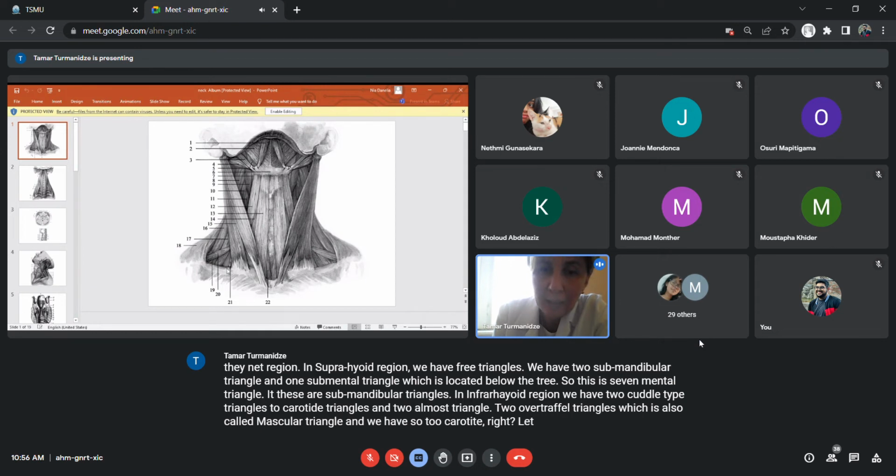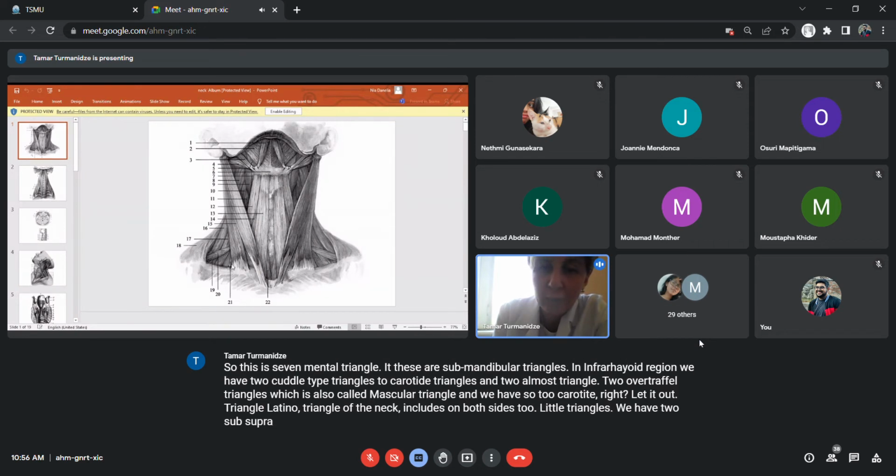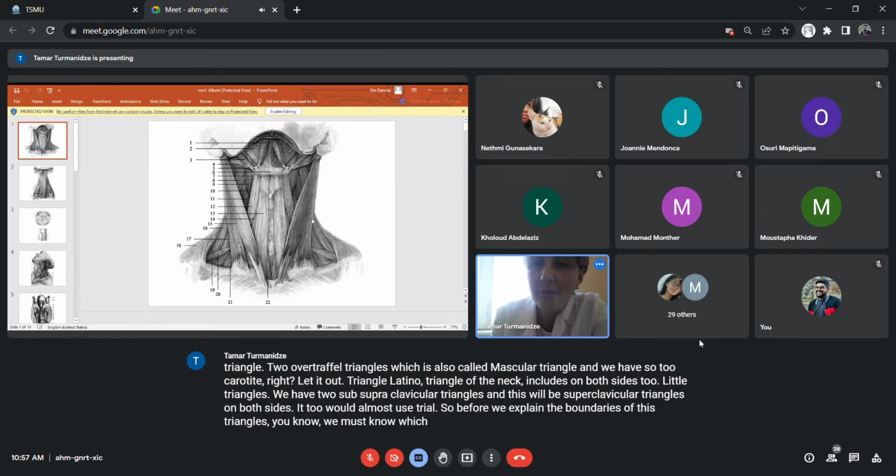Lateral triangle of the neck includes on both sides 2 little triangles. We have 2 supraclavicular triangles, on both sides, and 2 omotrapezius triangles. So before we explain the boundaries of these triangles, we must know which layers we have in the neck region.